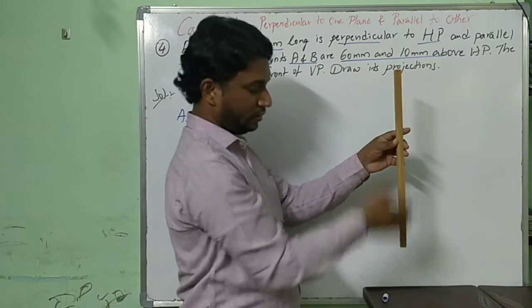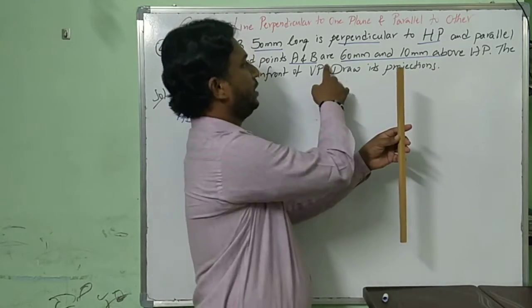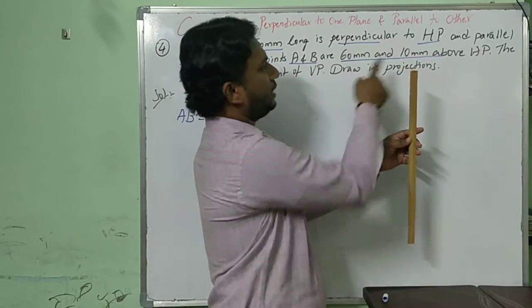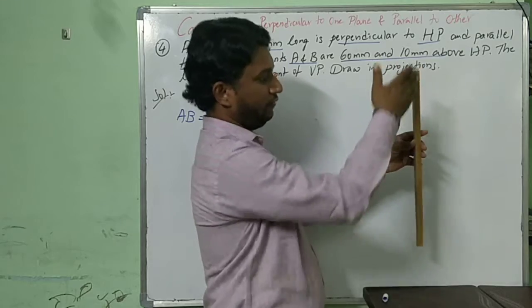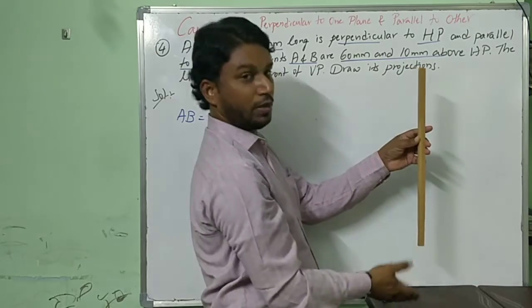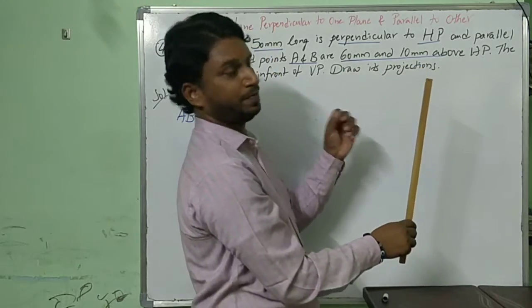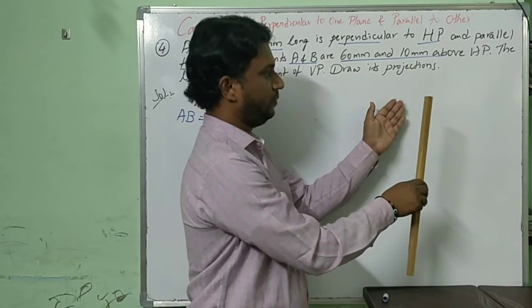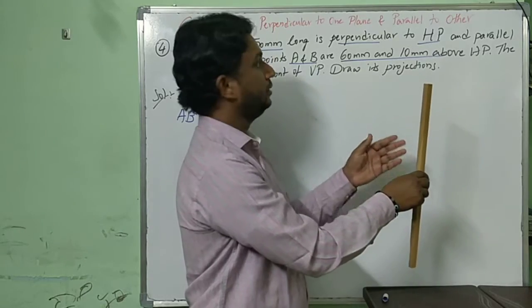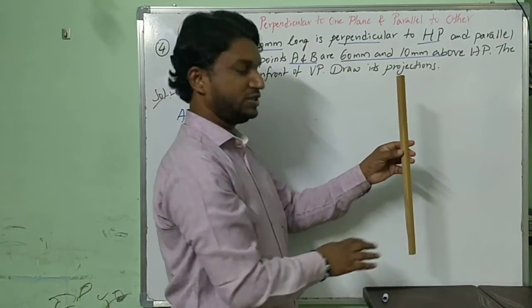This should be A, which should be 60 mm from HP, and B is 10 mm above HP. B point 10 mm above. Total length is 50, the length of the line, plus 10 mm above. Total it becomes 60. Now the line is 20 mm in front of VP. In front of VP, 20, parallel. Line parallel to VP.